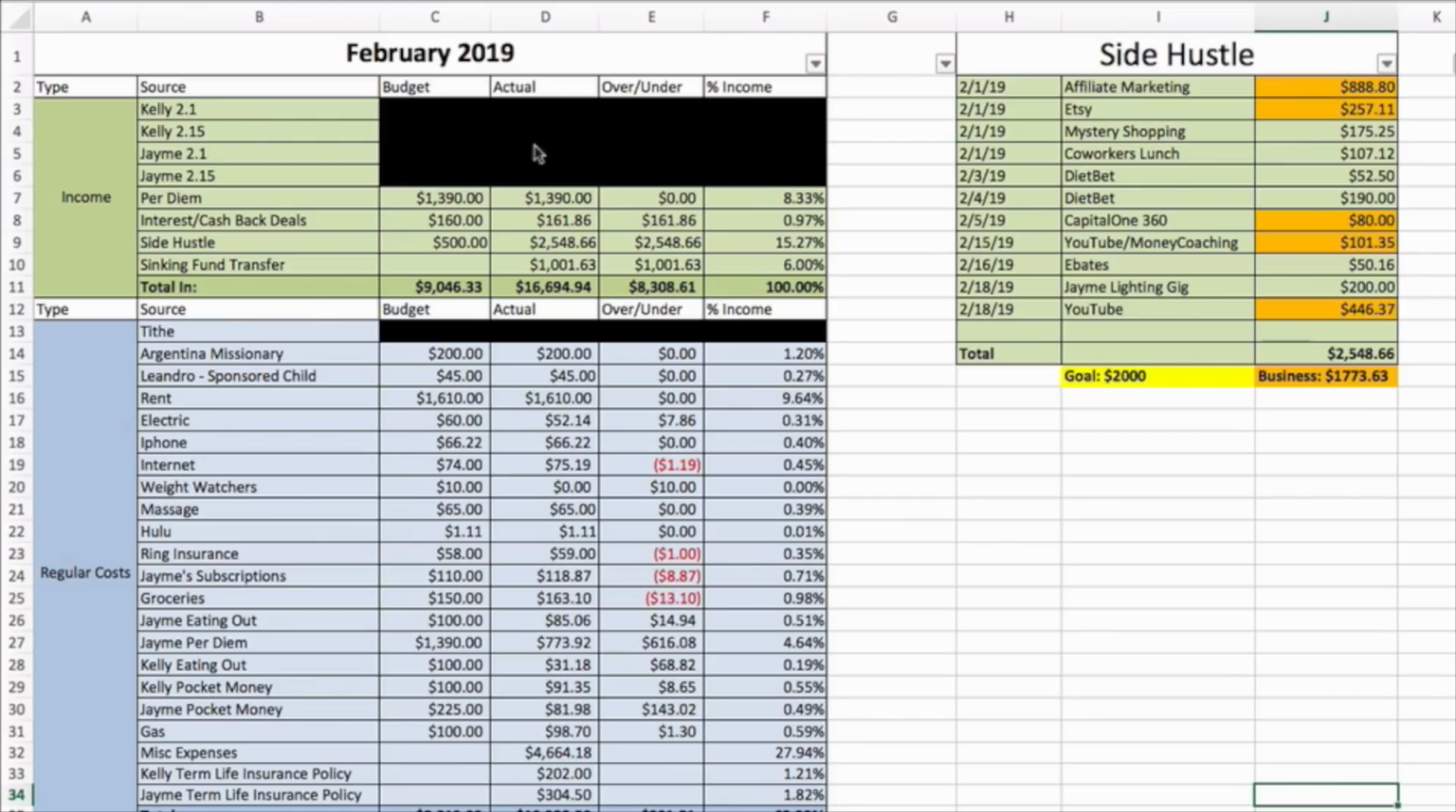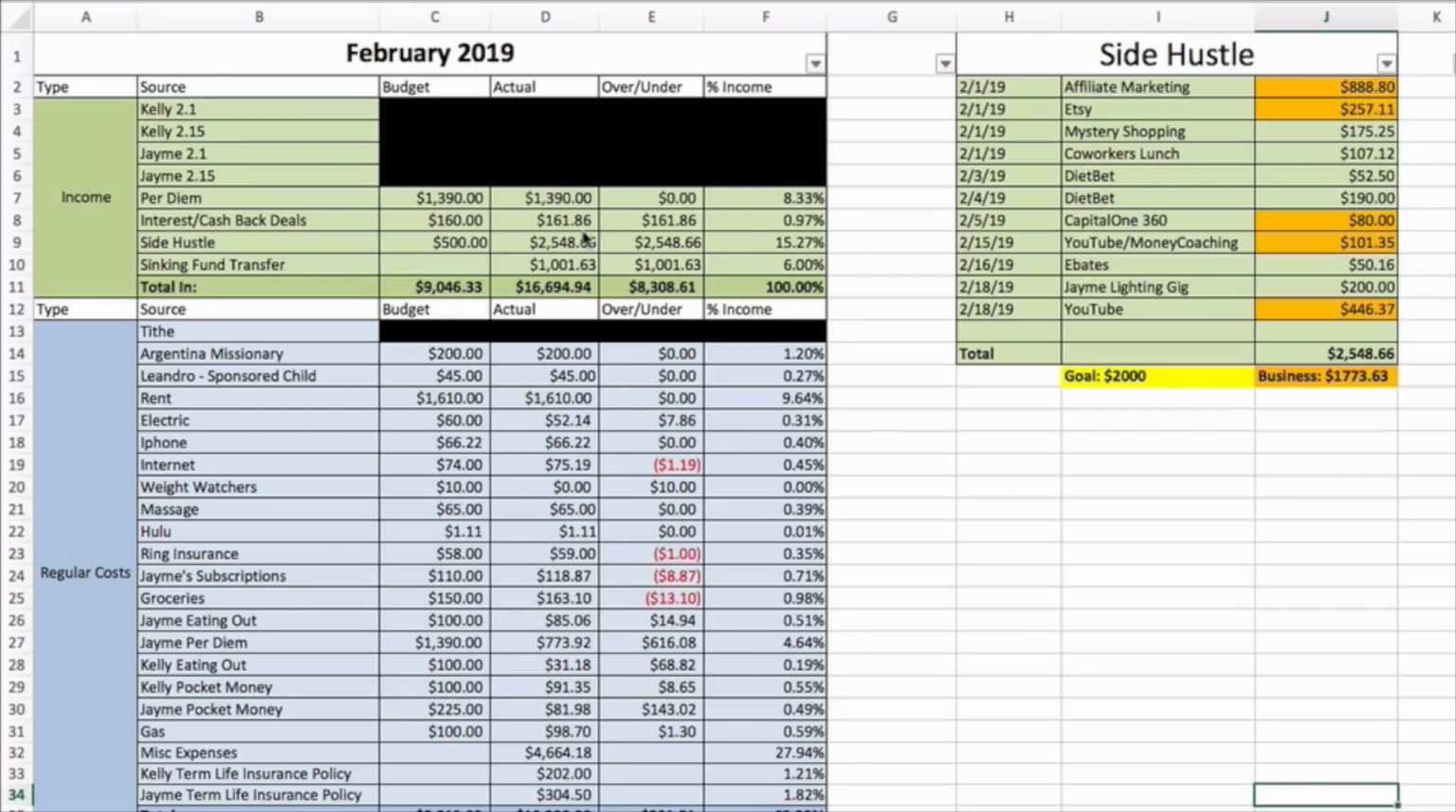All right, so let's jump in. As always, our income from our day jobs is blocked out. Jamie received per diem this month. He went on quite a few gigs, so he received $1,390. That is for his food and any Ubers or anything like that that he has to do while he's on his gig. That all comes out of his per diem.